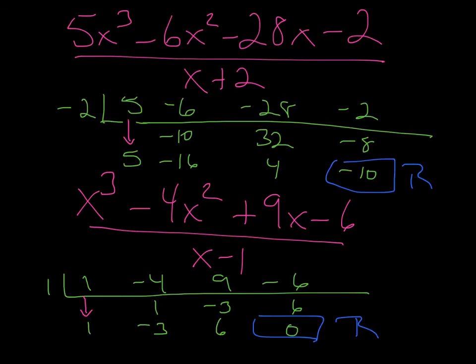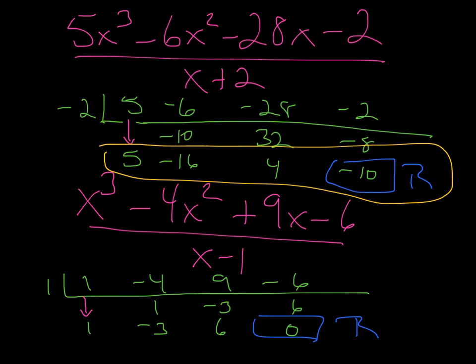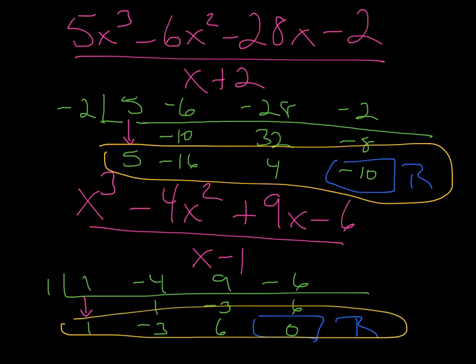Okay, so hopefully these are the answers that you got right here. That's the first one, and here is the second answer. Let's talk about interpreting these results, and this is the last thing for this video that I want to talk about. If you were to write this in answer form, you would say, if you divide this big polynomial by x plus 2, your answer would be 5x squared minus 16x plus 4 with a remainder of 10.